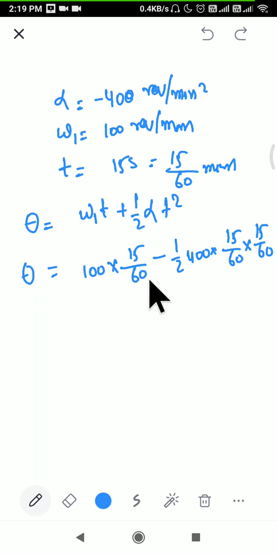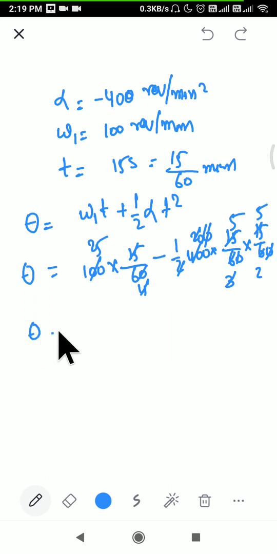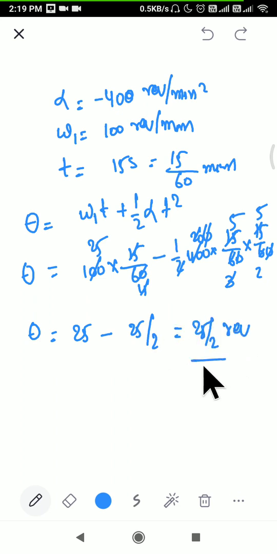So this is 4 times, this is 25, and this is 200. These zeros cancel. So this is 25 by 2. Theta is equal to 25 minus 25 by 2. This is nothing but 25 by 2 revolutions, so this is 12.5. After 12.5 revolutions, it will come to rest.